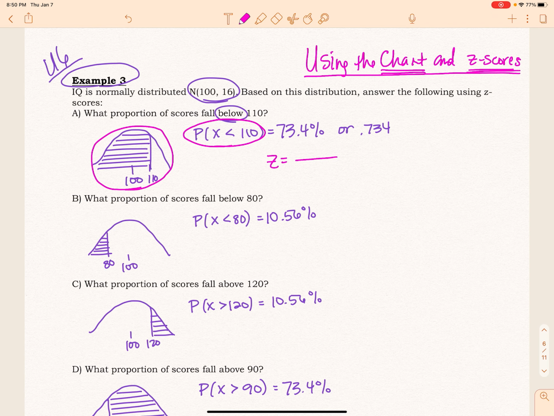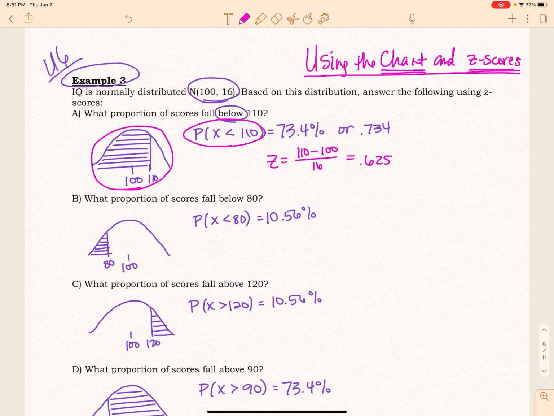So for this particular problem on part A, I want the probability that x is less than 110. So my z-score would look like this: 110 minus the mean of 100 over the standard deviation of 16. And that is going to give me a positive 0.625. Okay, so now I'm going to use the chart to find the area associated with that standard deviation.